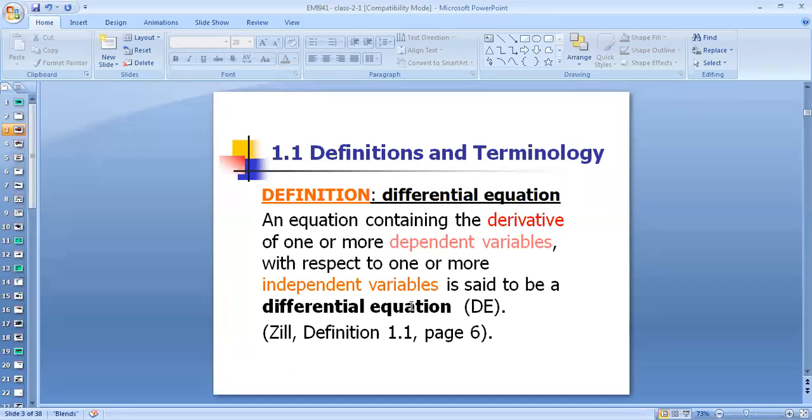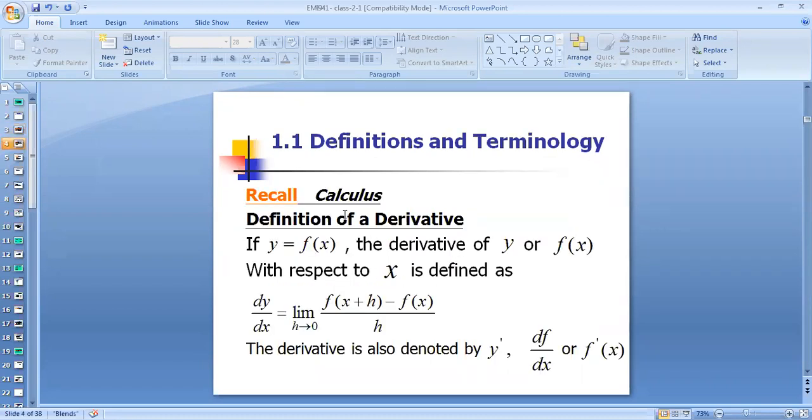That means this equation will consist of one or more dependent variables with respect to one or more independent variables. Now, to understand more about differential equations, you must recall the definition of derivatives from calculus. For any function y equals f of x, the derivative of y or f of x with respect to x is defined as what? d/dx of y can be written as the limit as h tends to 0 of the functional difference divided by this h length. This ratio, with the limit, is denoted by d/dx of y. This is the definition of derivative, also denoted by y dash, df/dx or f dash x.